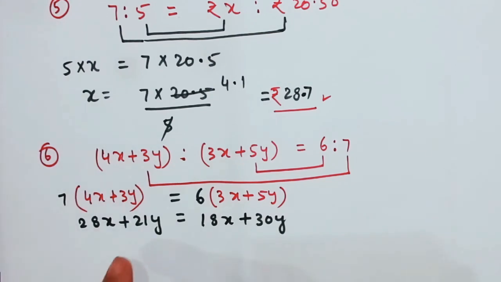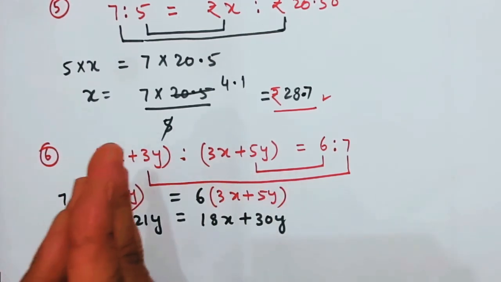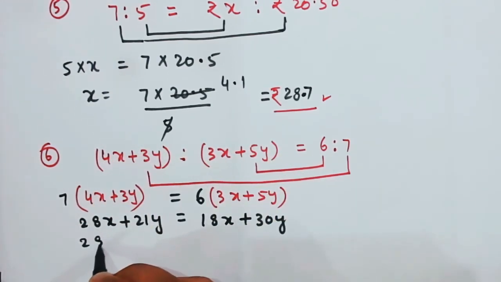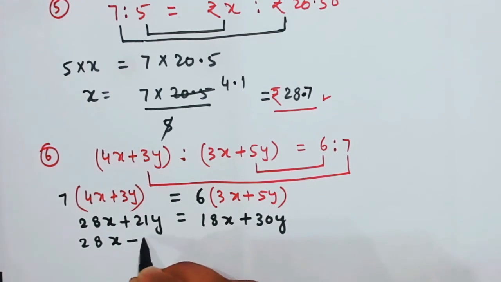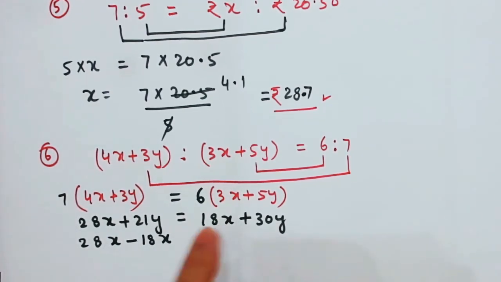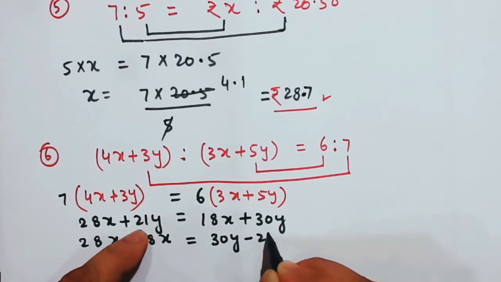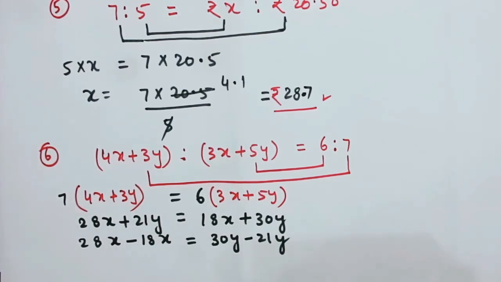What you are going to do now is to bring all x onto one side and all y onto the other side. So here you will get 28x minus 18x, this plus 18x. When you move to this side, it will be minus 18x, and this will be equal to 30y minus 21y. Good.